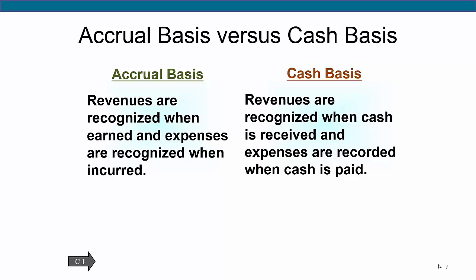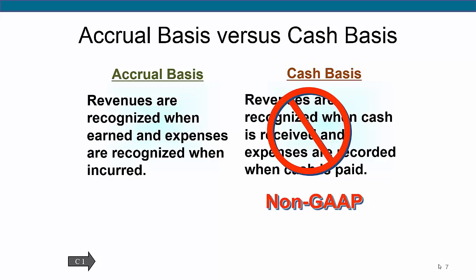The cash basis of accounting says that revenues be recognized when cash is actually received and that expenses are recorded when cash is paid. Cash basis accounting is what we are used to in our personal lives, but the cash basis is not considered to be compliant with either U.S. GAAP nor IFRS, and almost all companies use the accrual basis of accounting.